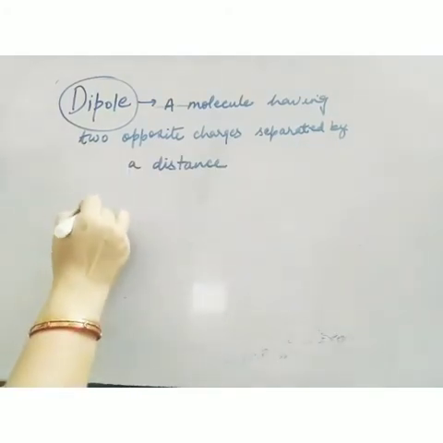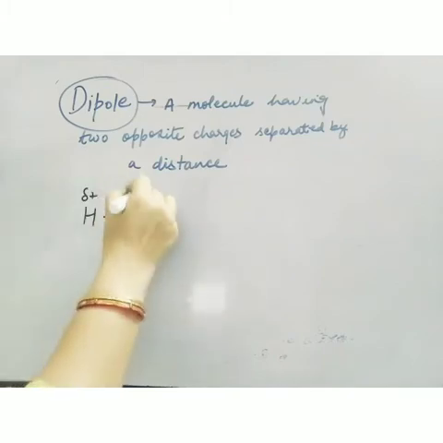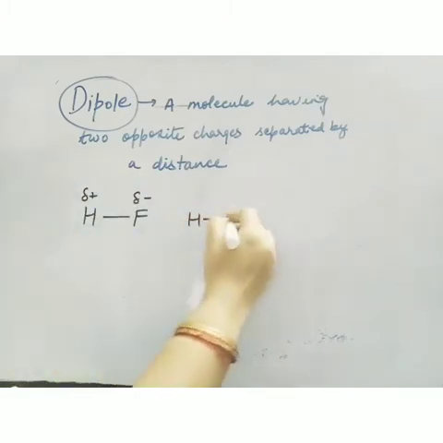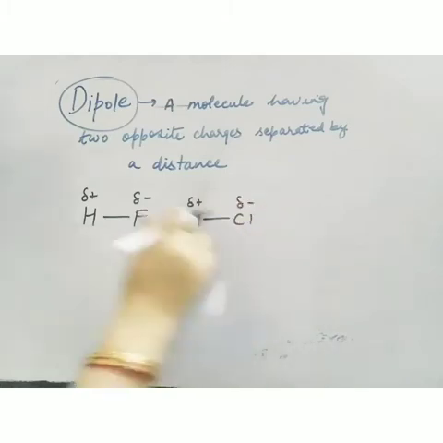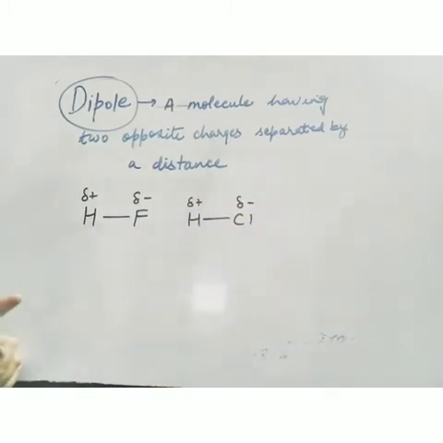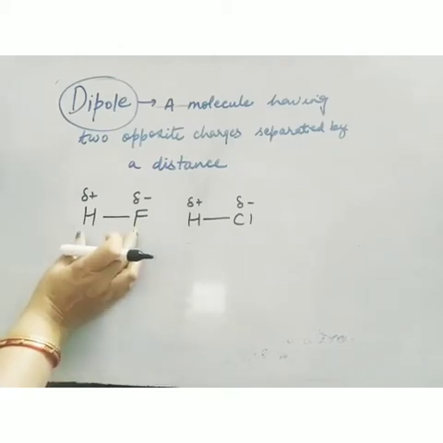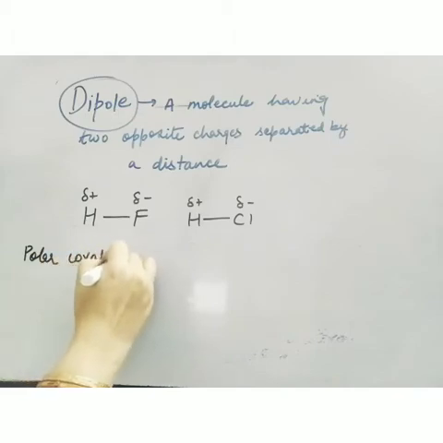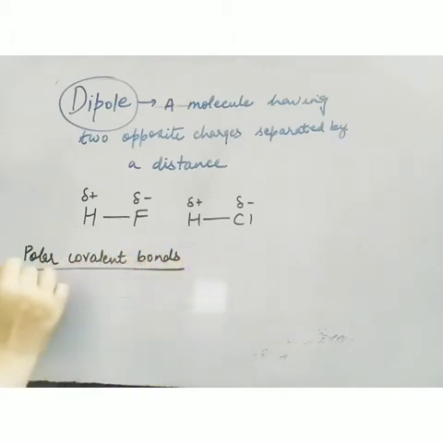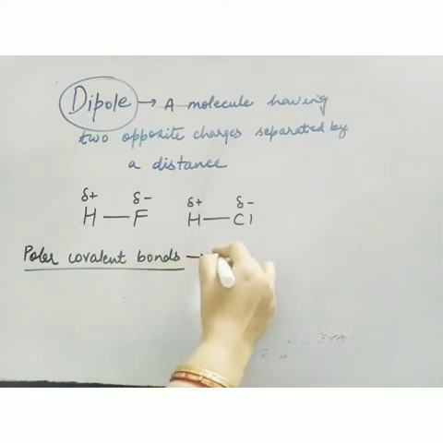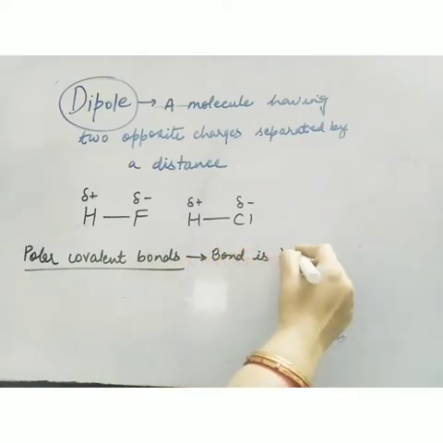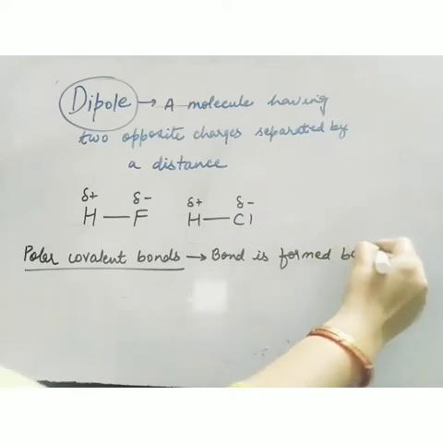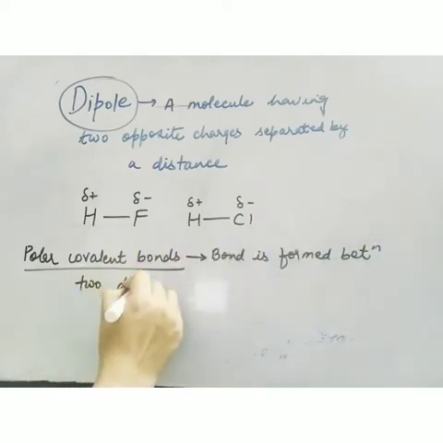So this is a dipole, this is also a dipole. Two charges which are separated by a distance, that is known as a dipole. Dipole is a molecule. Now this is also a dipole, or we can say such type of bonds are known as polar covalent bonds. So what is a polar covalent bond? Formed between two dissimilar atoms.